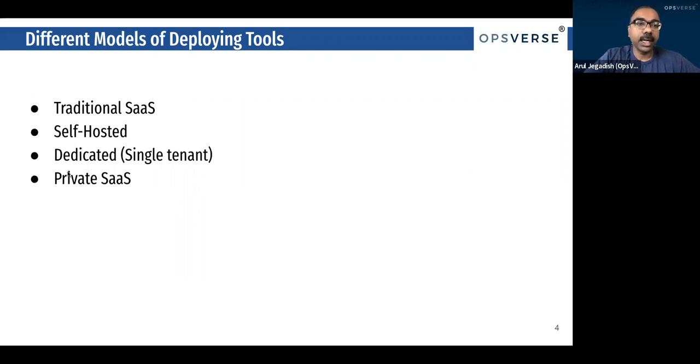And then we have a shiny new private SaaS model. Of course, this webinar is going to be a lot around the private SaaS model. In the private SaaS model, a vendor basically runs all these tools within the customer's network, but at the same time, they take full responsibility to run and manage it, just like a SaaS vendor. So you bring the flexibility of SaaS, the goodness of SaaS, to the self-hosted type environment.